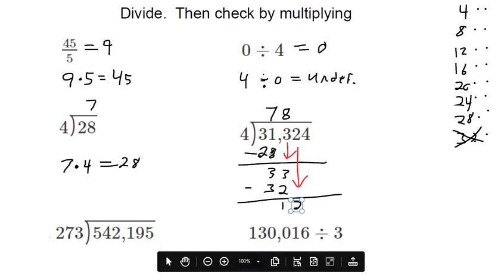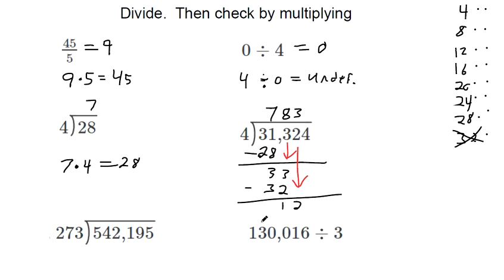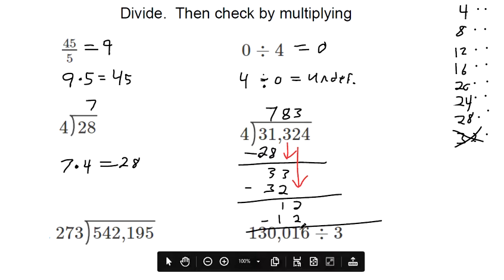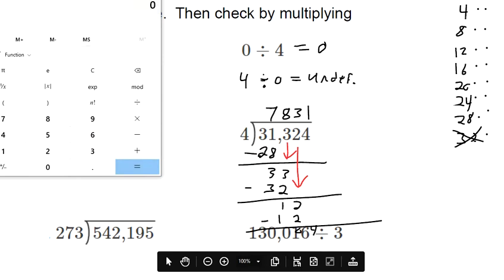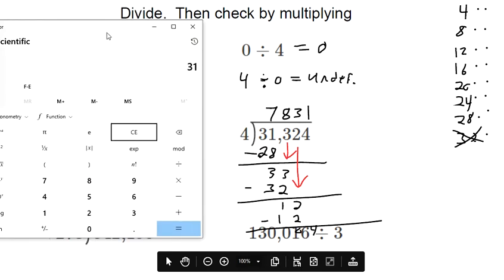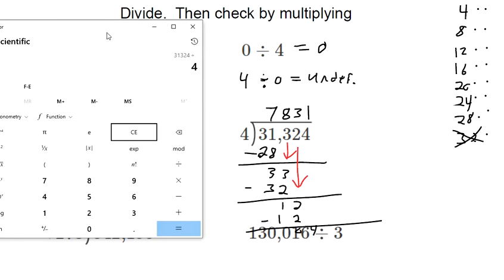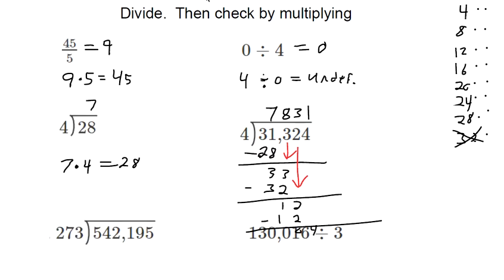Carry down that 2. 4 fits into 12 3 times. So subtract the 12. You got nothing, right? Carry down the 4. 4 fits into 4 1 time. So this is our answer. And the way you do this with a calculator is the number inside the division symbol divide by 4. Okay? So then our answer checks out.